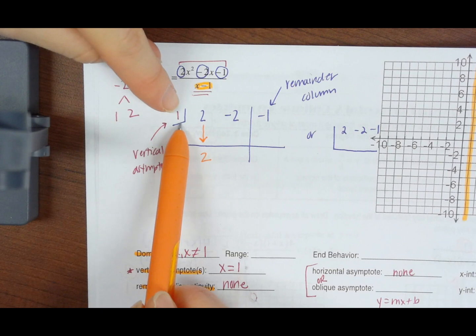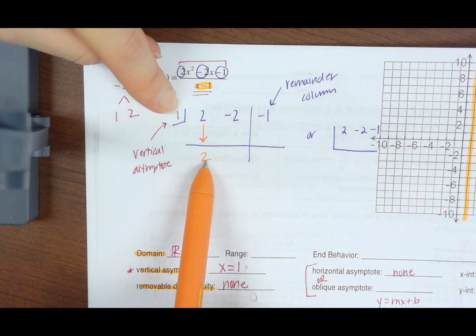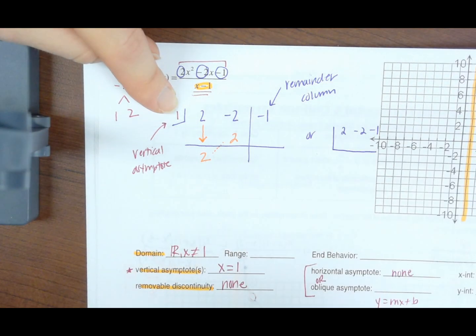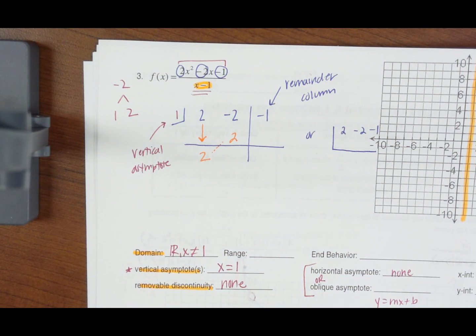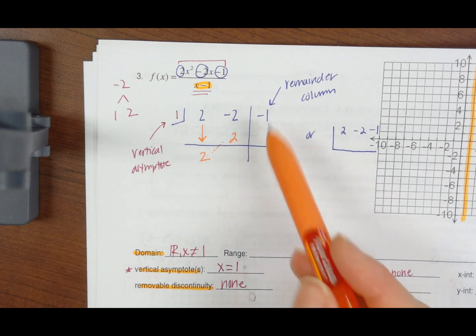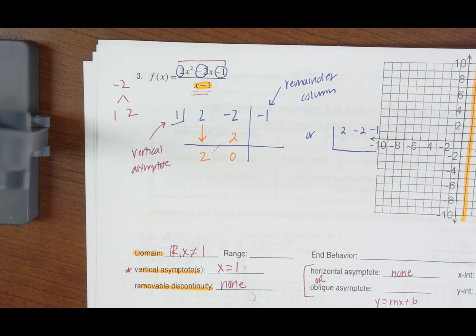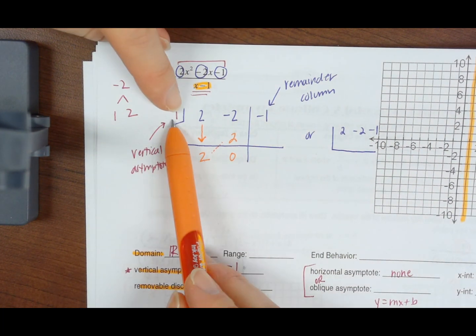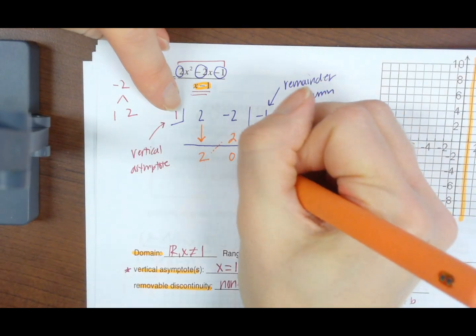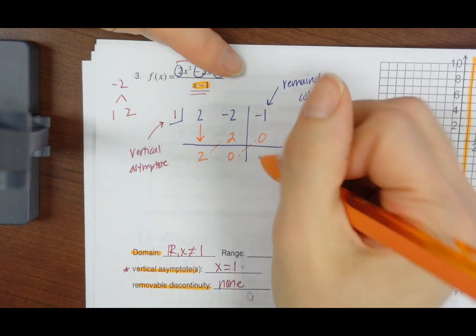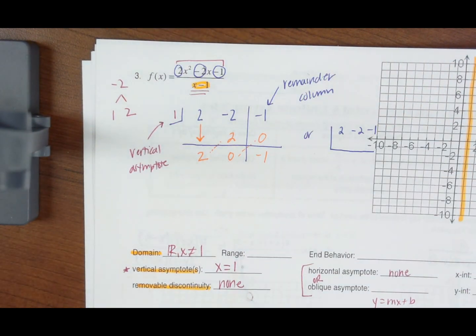Your next step is to take whatever number's in the box, multiply it by the number that's down here below the line. So 1 times 2 is 2, and that number goes here. And then you're always adding those numbers down. So -2 plus 2 is 0, and then you repeat that process. 1 times 0 is 0, and then you add it down.